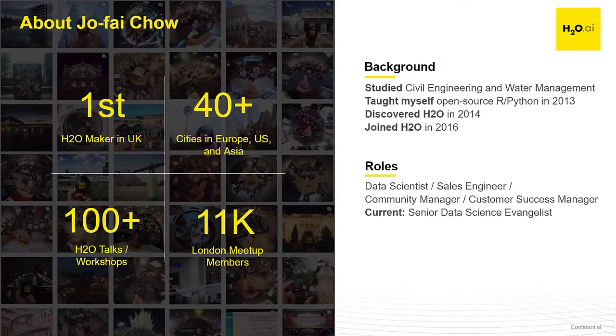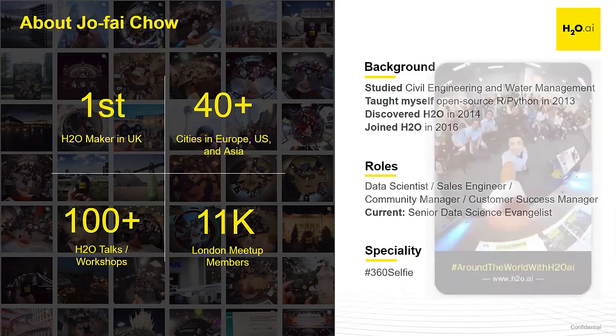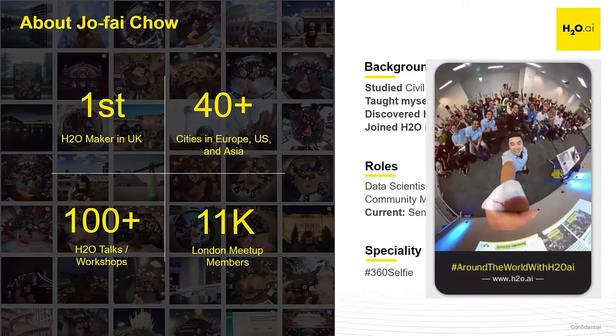But most of you, or some of you, may have seen my photos before. And this is my specialty, my skill. It's called 360 selfie. And I did a lot of selfies before the lockdown. So whenever I went to visit a new place with new meetup groups, I tried to take a photo with everyone. But this is all history now after the lockdown. So hopefully one day we can travel safely again and I can do more 360 selfies.